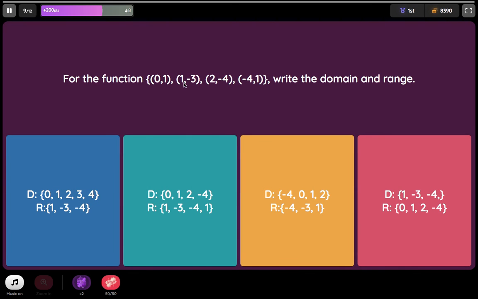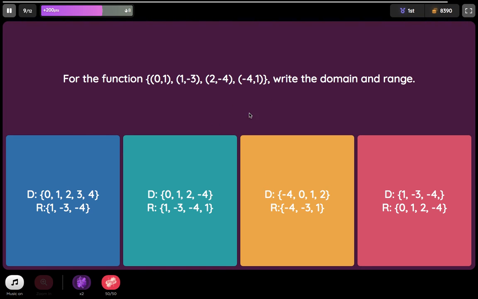For the function, that gives me all these points. Write the domain and the range. Domain's all your x's: 0, 1, 2, -4. So it'd start with -4. That's the only one I know that's the answer, but it's -4, 0, 1, 2. It lists all your x values.